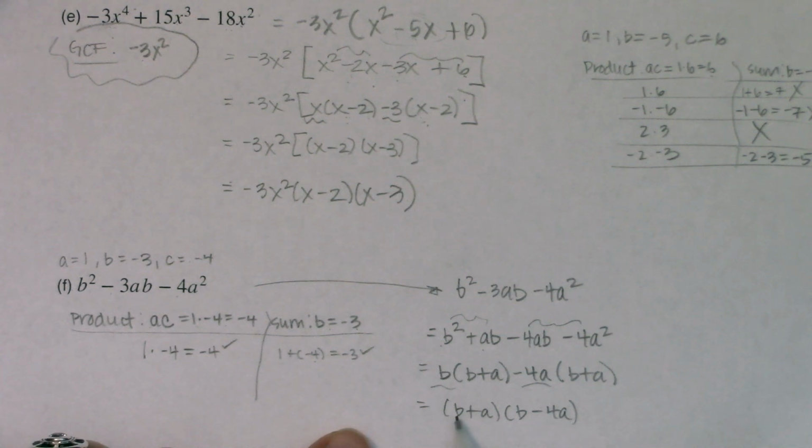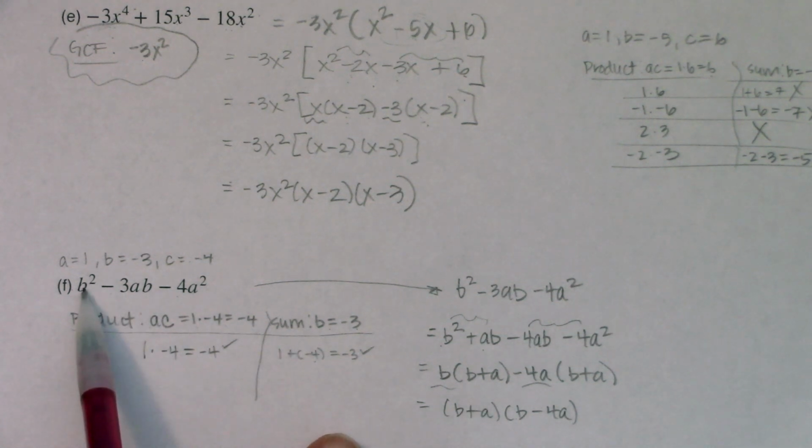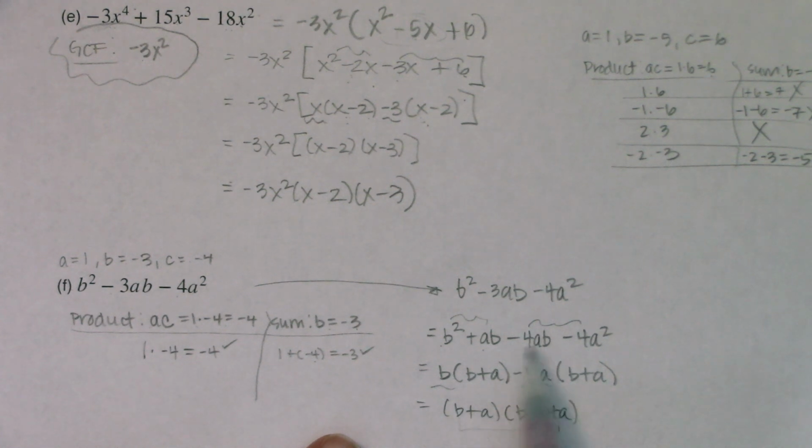Right? b times b, b squared. Outer, b times negative 4a, negative 4ab. b times a, inner, positive ab. Negative 4ab plus ab, sure enough, is negative 3ab. And then last, positive a times negative 4a is negative 4a squared. So you can always check with FOIL.